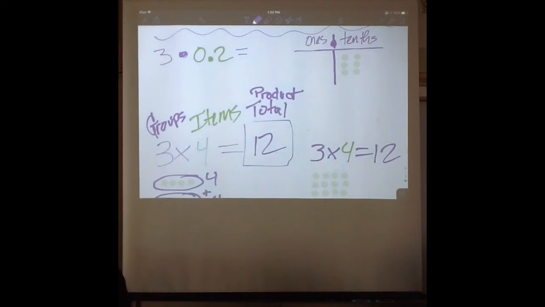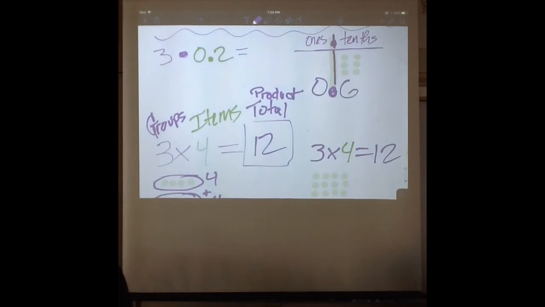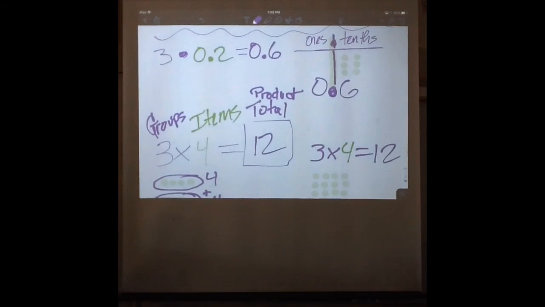Well, do we have any 1s holes? No, we don't. So it's 0 in the 1s, right? Bring down our decimal here. And then how many items do I have? 6. So my answer is 0.6, right? Does that make sense?